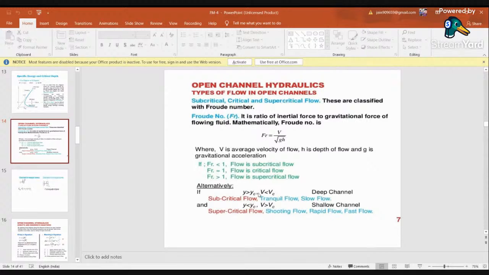Subcritical flow is also called tranquil flow or slow flow, and supercritical flow is also termed shooting flow, rapid flow, or fast flow. As the name itself suggests, its velocity is higher. Because of this, it is rapid, fast, and shooting.